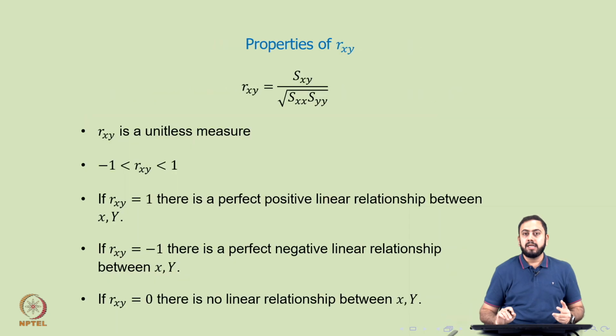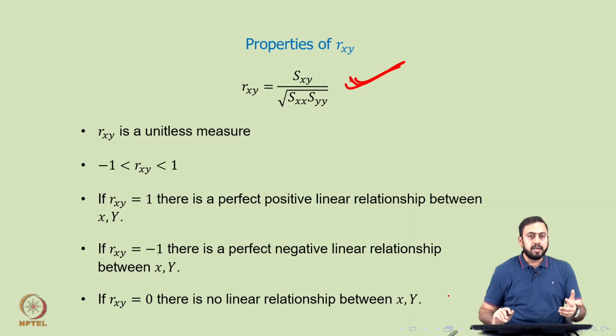Now, a couple of properties of correlation. So firstly, this is the formula. We've seen the notation just a short while back. So Sxy divided by the square root of Sxx into Syy. If you remember, the classic definition of correlation is nothing but the covariance between x and y divided by the standard deviation of x multiplied by the standard deviation of y, and this is exactly what this formula is talking about.